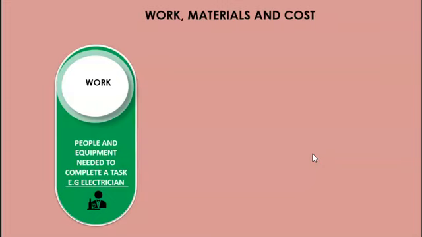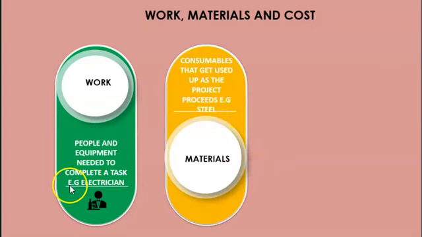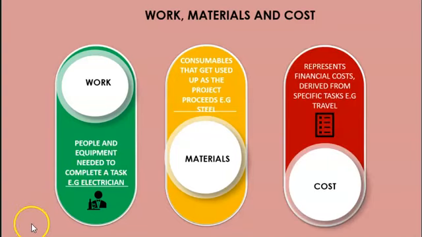They're the people and equipment needed to complete a task, for instance, an electrician. What about materials? Materials refer to consumables that get used up as the project proceeds, for example, steel in a construction project. And then there's cost, which represents financial costs derived from specific tasks, for example, travel, hotels.